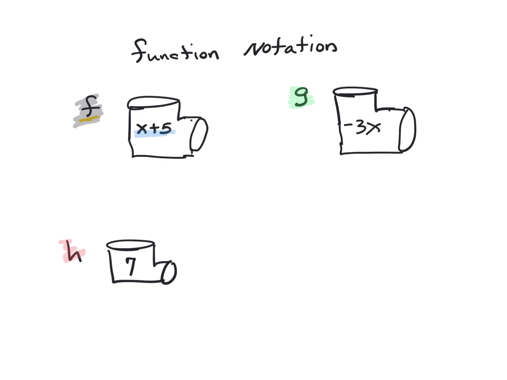This is the rule for the F machine. So that means to take the input and add 5 to whatever you put into the machine. So it's all about inputs and outputs. We're going to be putting stuff into the machine. So that means X is going to get replaced with whatever you're putting into the machine, and then it equals the output. So we're putting things in and out of these machines, and the rule tells you what to do to the input. So this one says to take the input and add 5.